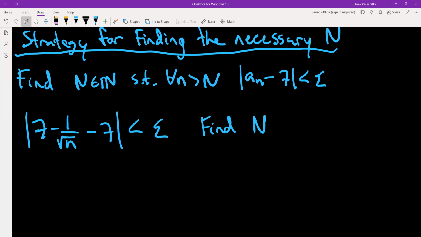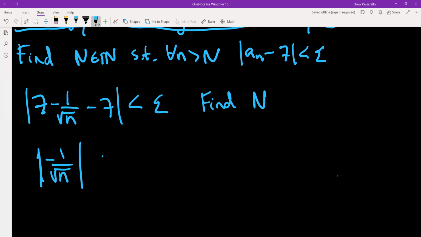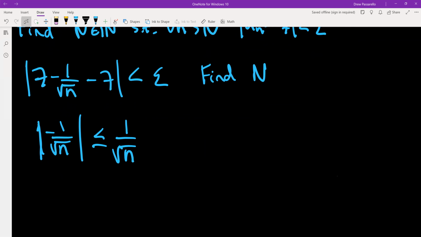So 7 minus 1 over the square root of n, minus 7, just gives us the absolute value of negative 1 over the square root of n. Since this is an absolute value, that's going to be less than or equal to just 1 over the square root of n. And we need this to be less than epsilon.